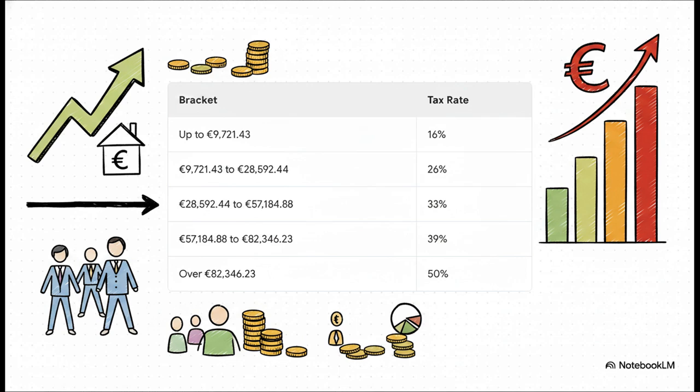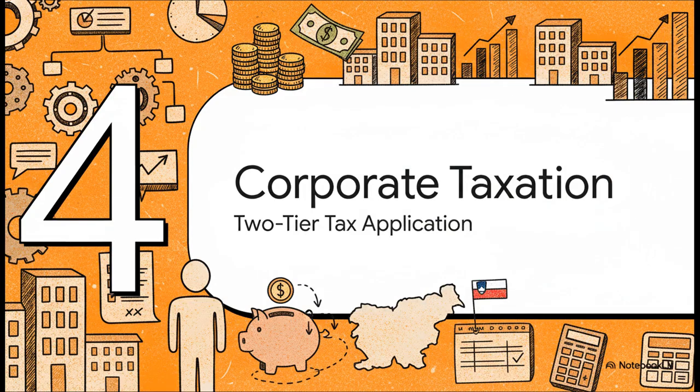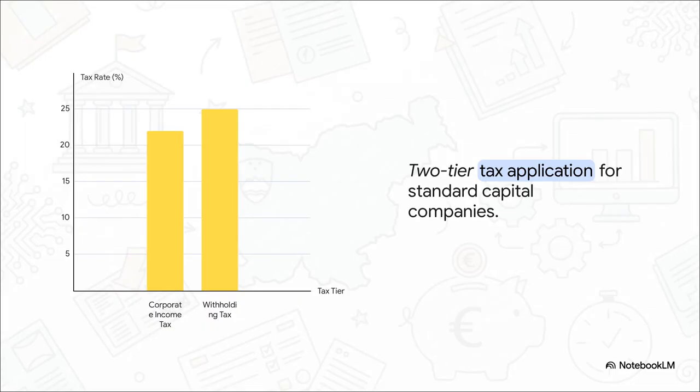They start at 16% and climb all the way up to a hefty 50% for profits that go over roughly €82,000. Section 4, Corporate Taxation. Let's look at capital companies, where the business finances are totally walled off from personal finances. For corporate entities, like a limited liability company or a DODO, your software has to handle a two-tier tax application.